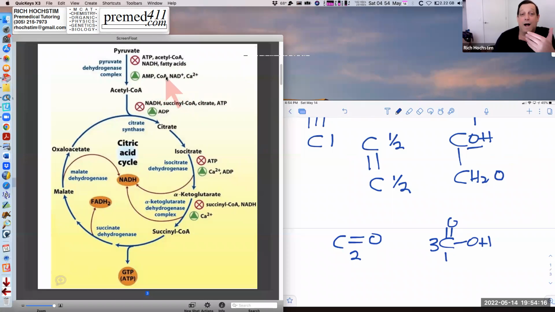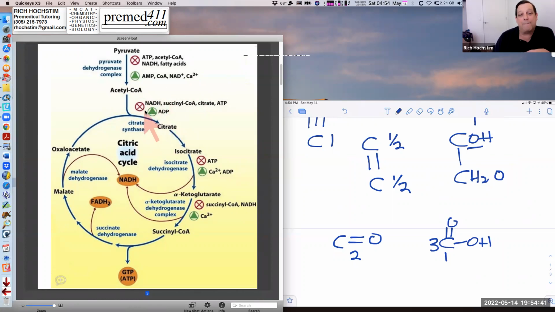Coenzyme A, well, that's what you need to do the Krebs cycle. NAD+, that's what you need. And calcium, it turns out that when calcium is released, muscular contraction begins, which uses up a lot of ATP. So when you have calcium 2+, it'll use up a lot of ATP, so you've got to make more. So that makes coenzyme A right over here.